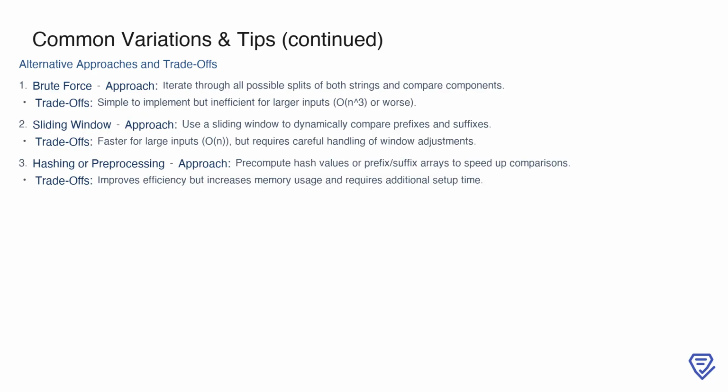Another option is leveraging hashing or pre-processing. By pre-computing hash values or prefix/suffix arrays, you can significantly speed up comparisons. This approach improves efficiency but comes with trade-offs, such as increased memory usage and additional setup time. Each of these methods has its strengths and weaknesses, so the best choice often depends on the specific constraints and requirements of the problem you're solving.